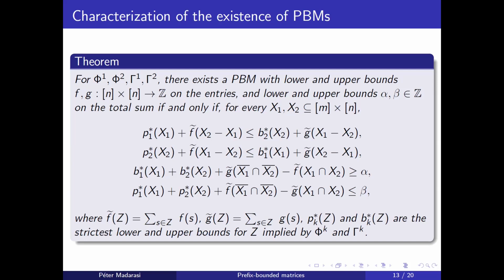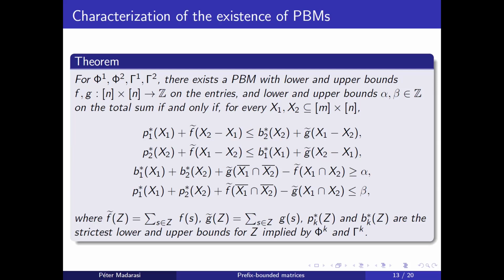And so if one finds such subsets x1 and x2, so that one of these four inequalities does not hold, then it certifies that no PBM exists. For example, if this first inequality is not satisfied, then what we have on the left-hand side is a lower bound on the sum of the entries in x1 and in x2. The reason being that P star 1 x1 is just a lower bound on the sum of the entries within x1.